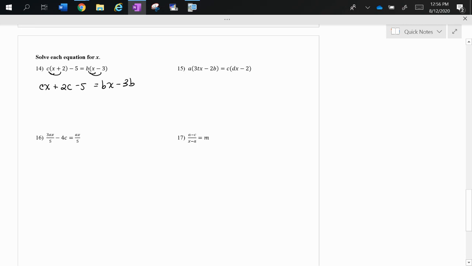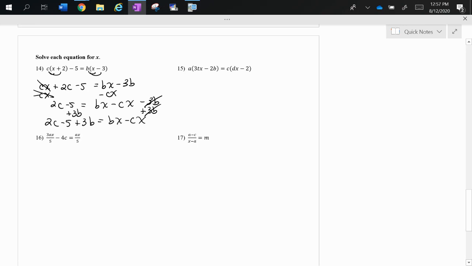Okay, so I'm solving for x, and I see that it's still on both sides. So what I want to do is move every term that has an x on one side of the equation, and every term that does not have an x, move it to the other side. So I'm going to subtract cx from both sides. So I get 2c minus 5 is equal to bx minus cx minus 3b. And then I need to add 3b to both sides to get rid of that minus 3b. So I get 2c minus 5 plus 3b is equal to bx minus cx.